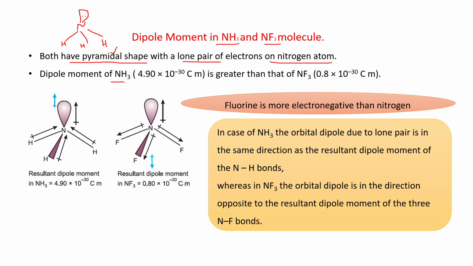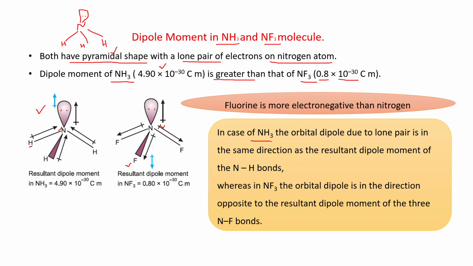Now, the dipole moment of NH3 is greater than that of NF3. For NH3, this is 4.90 into 10 to the power minus 30 coulomb meter, and for NF3, this is 0.8 into 10 to the power minus 30 coulomb meter. How can we explain it? First, come to NH3. In case of NH3, nitrogen is more electronegative than hydrogen. And in case of NF3, fluorine is more electronegative than nitrogen. Okay, and the lone pair of electrons present in this orbital also contributes to the dipole moment of the molecule.